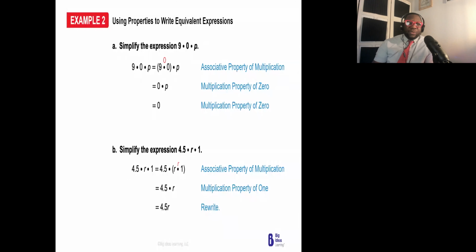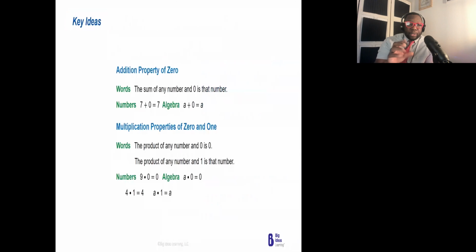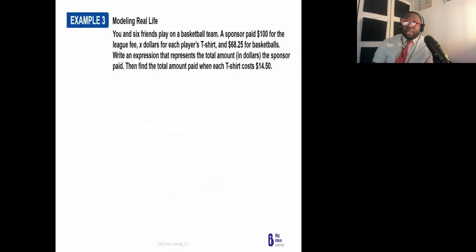Alrighty, let's move on to number 3. Example number 3. We want to just remember, as we were saying before, anytime you're adding 0, that doesn't change your expression. And anytime you multiply times 0, that's just going to be equal to 0. And anytime you multiply times 1, it's going to give you the same. These are just key reminders that we want to keep in mind as we're going through. So you and 6 friends play on a basketball team.